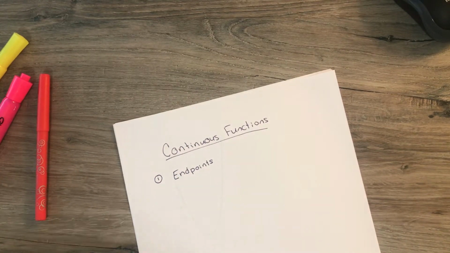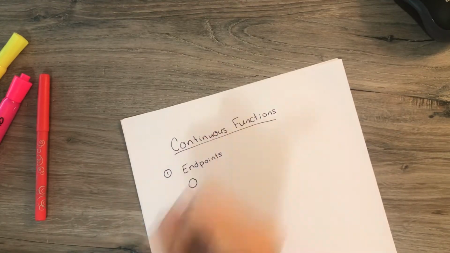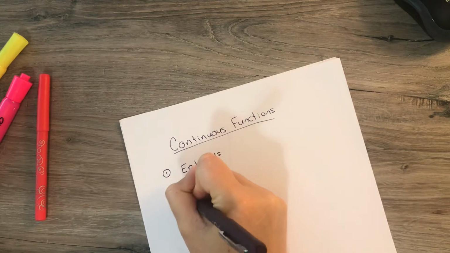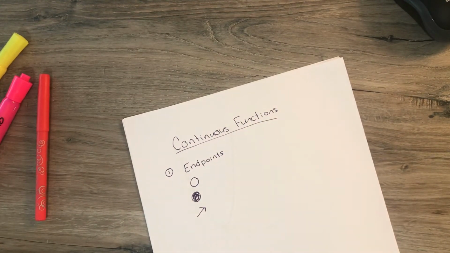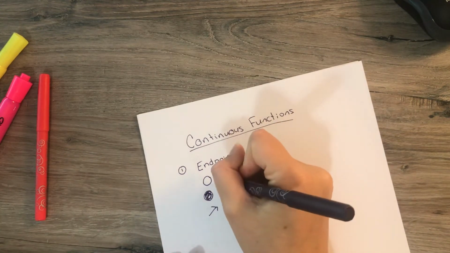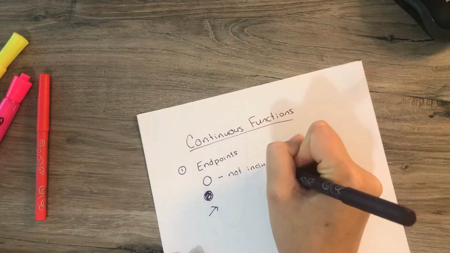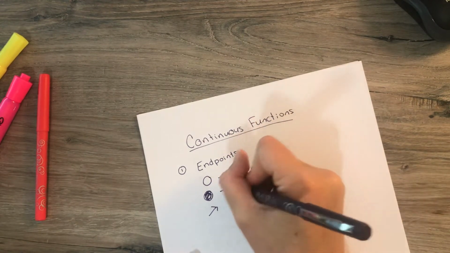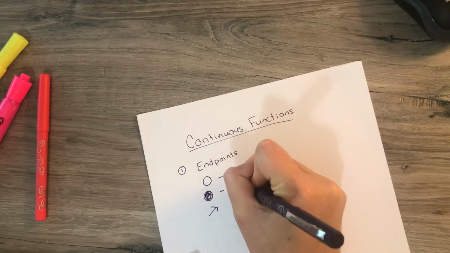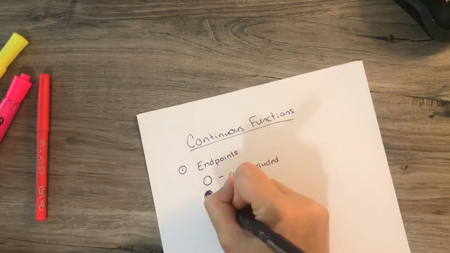We have three different types of endpoints when dealing with continuous functions. We have an open circle, a closed circle that's shaded in, or an arrow. Each of these mean different things. When you have an open circle, that means your point is not included in your graph. When you have a closed circle, that means your point is included. And when you have an arrow, that means your graph goes on forever.